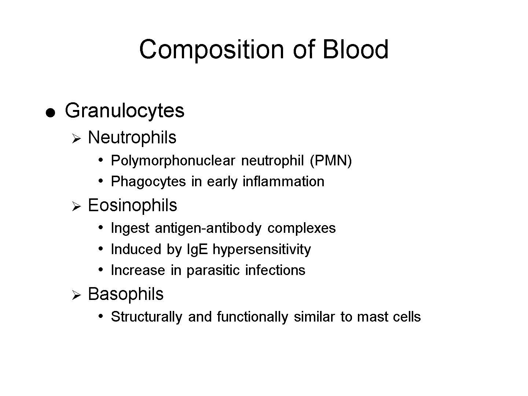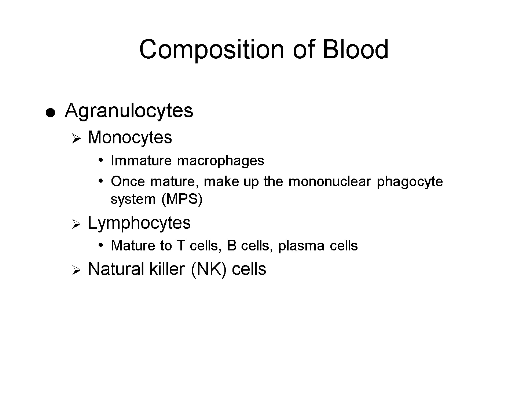Neutrophils, also called polymorphonuclear neutrophils, are the primary phagocytes during early inflammation. Eosinophils help ingest antigen-antibody complexes and are particularly important in IgE-mediated allergic reactions and in defense against parasitic infections. Basophils are similar to mast cells and are involved in allergic and inflammatory reactions.